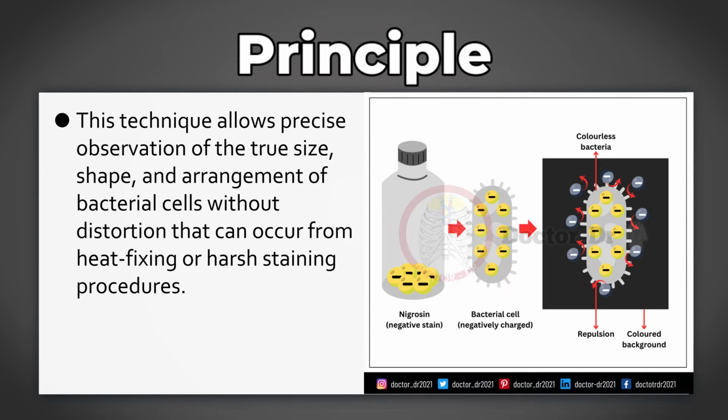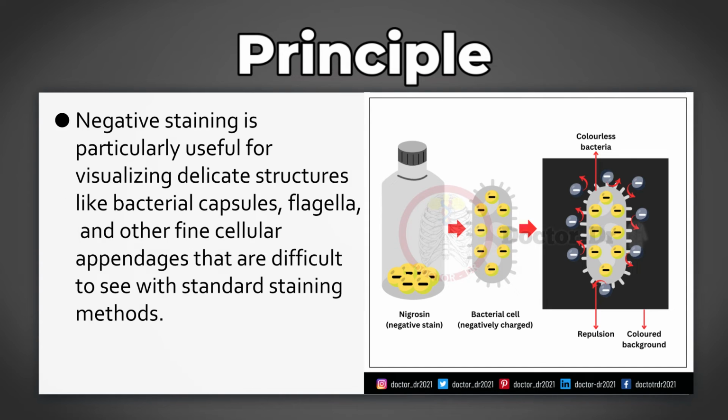This technique allows precise observation of the true size, shape, and arrangement of bacterial cells without distortion that can occur from heat fixing or harsh staining procedures. Negative staining is particularly useful for visualizing delicate structures like bacterial capsules, flagella, and other fine cellular appendages that are difficult to see with standard staining methods.